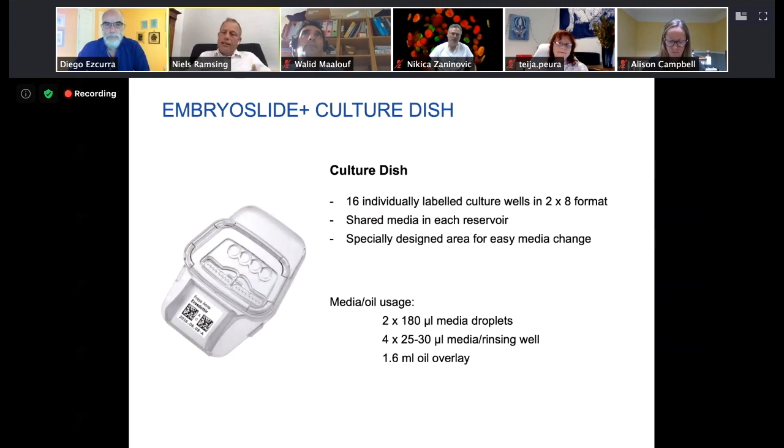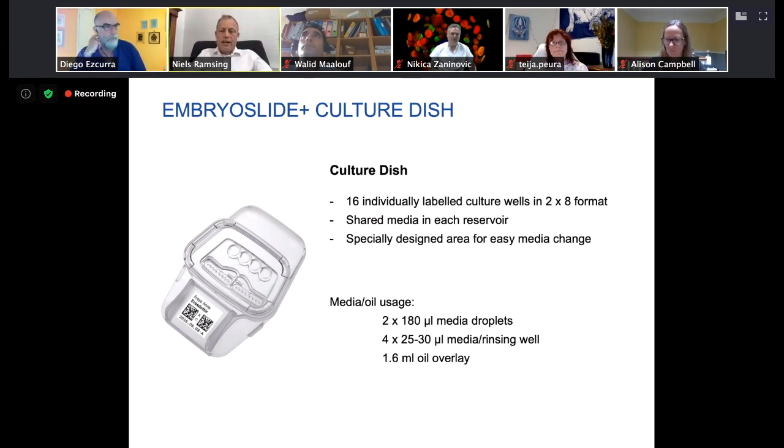I would also like to talk a little bit about the culture dish. In the culture dish for the ES Plus, as I said, we have room for 16 individually labeled culture wells. And they're put in a format that makes it quite sure that you don't confuse them. To enable that, there are also some micro numerals with numbers on each of the small wells. These are so small that you will see them when you handle the embryos, and it makes it very important that you look at the right embryo and that it's the right embryo that you transfer.